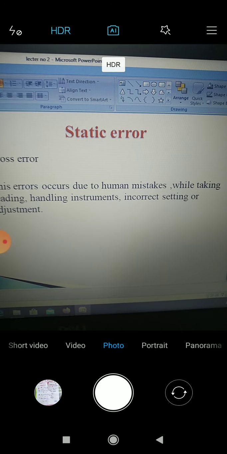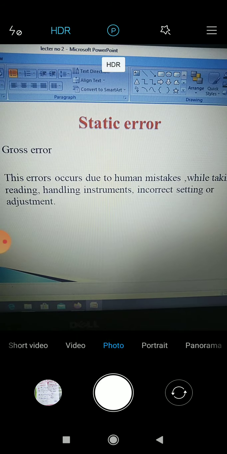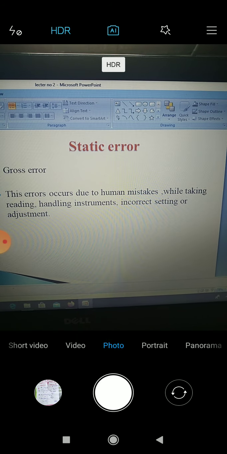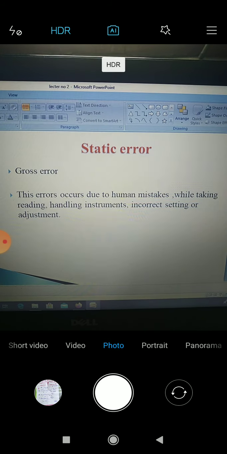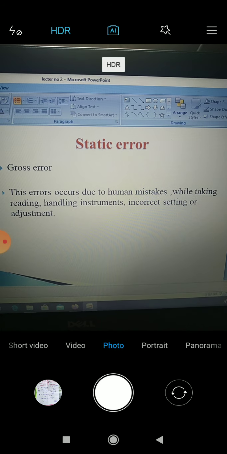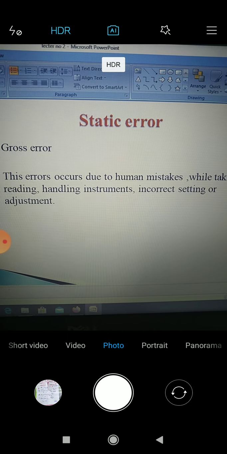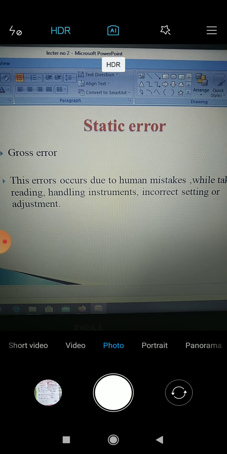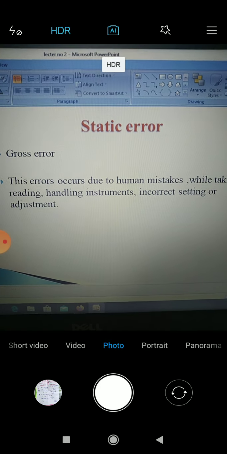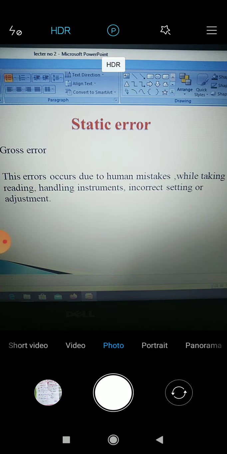Static error. What is the meaning of static error? The error which occurs in stationary condition is known as a static error. These errors occur due to human mistakes while taking readings, handling instruments, incorrect setting or adjustment, or improper use of the instrument, and inherent shortcoming of the instrument.